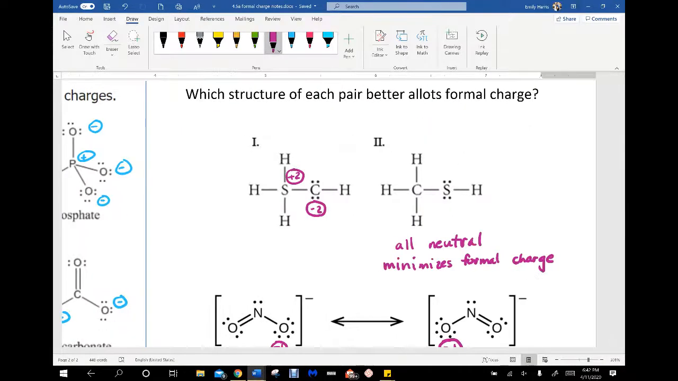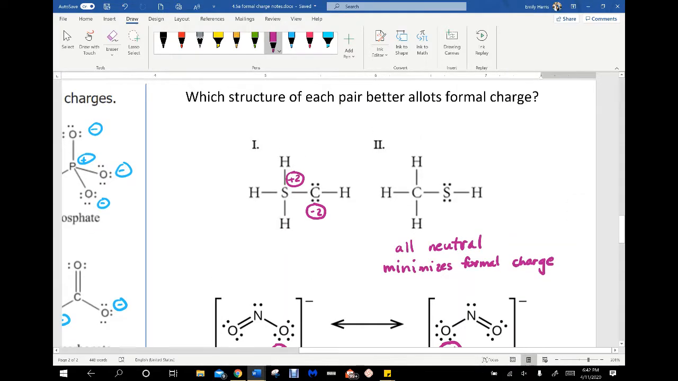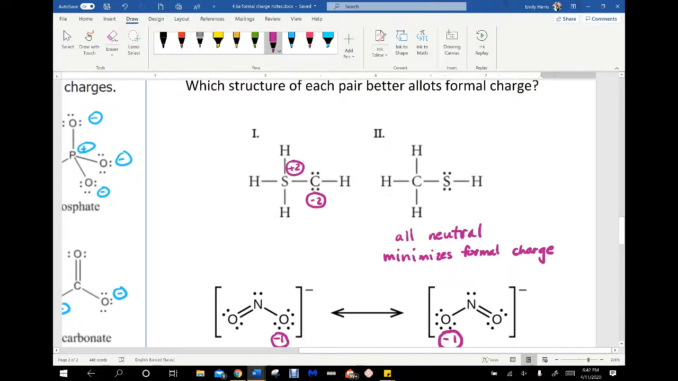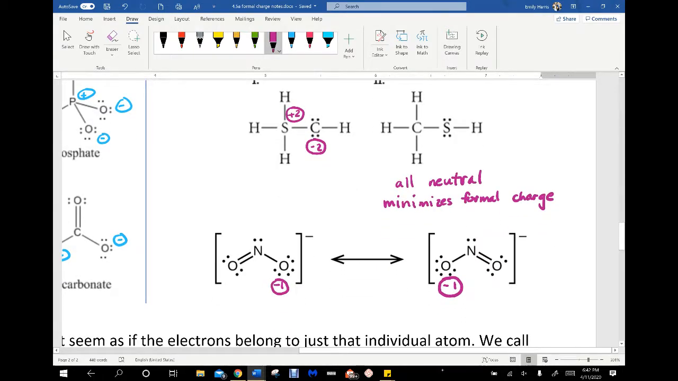All right. So our question was, which structure of each pair better allots formal charge? In this first example, structure 2 was better because it minimized formal charge. Everything was neutral. But in the first one, sulfur required a positive 2 charge and carbon required a negative 2 charge. And then in the second option, both were best, because these are just resonant structures of each other. Since we did have to have a formal charge, they put it on oxygen, which is more electronegative than nitrogen. So both of these did a good job.